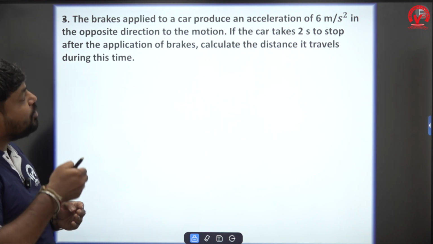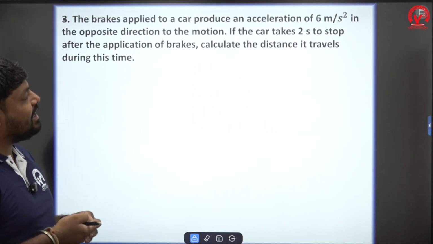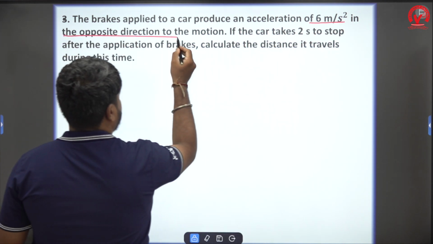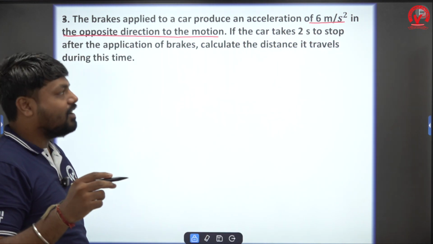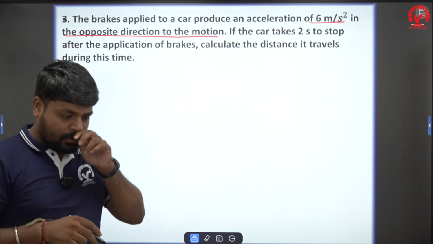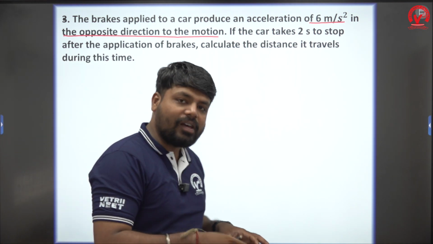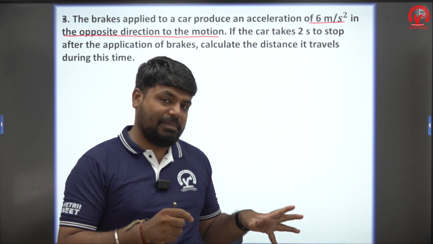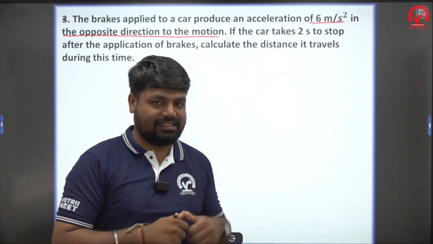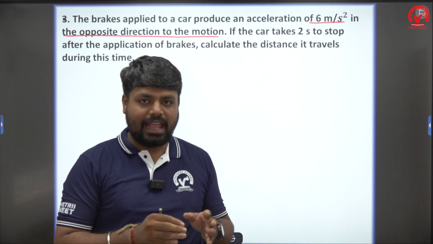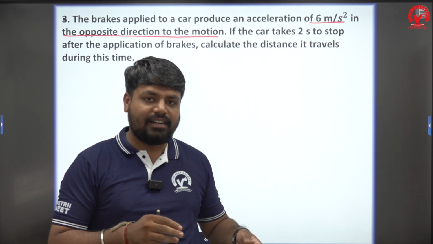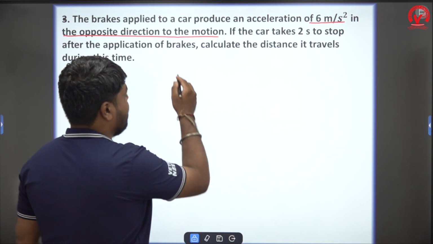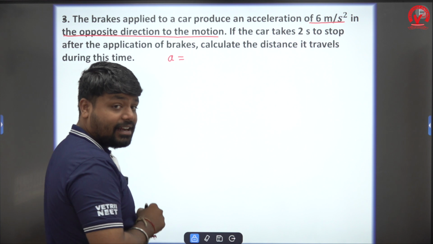See the third question. The brakes applied to a car produce an acceleration of 6 meter per second square in the opposite direction of the motion. So when you are traveling in a car or a bike and you apply the brake, what will happen? The speed of the car or the bike will decrease. There is a change in velocity, and it is decreasing, right? So it is a negative acceleration.